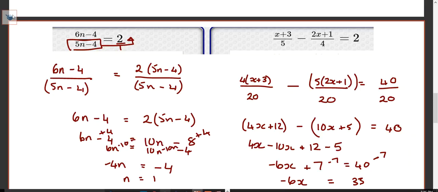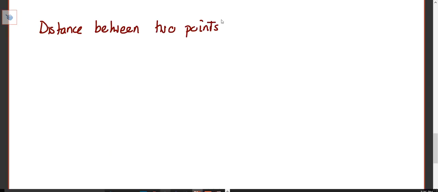What we want to work on today is the distance between 2 points. I asked you to have a bit of a read on it. Anyone manage that? Nope.